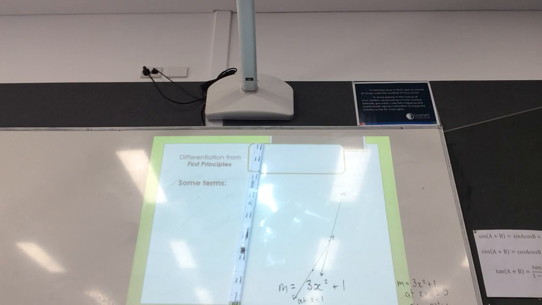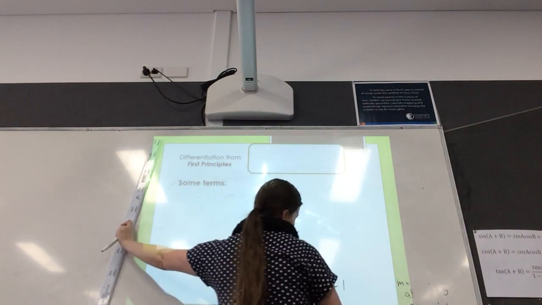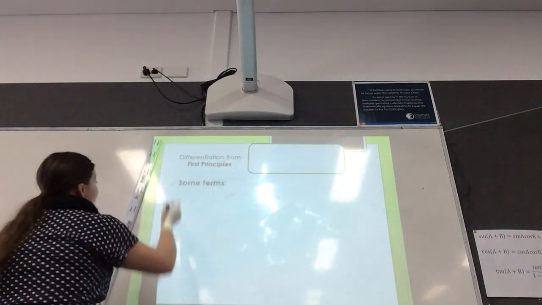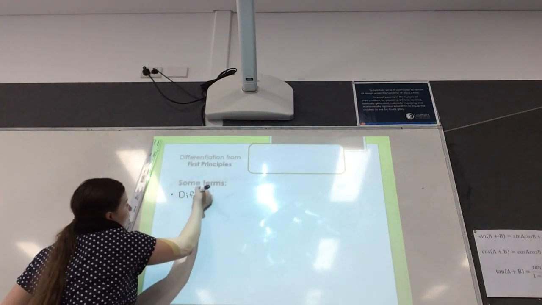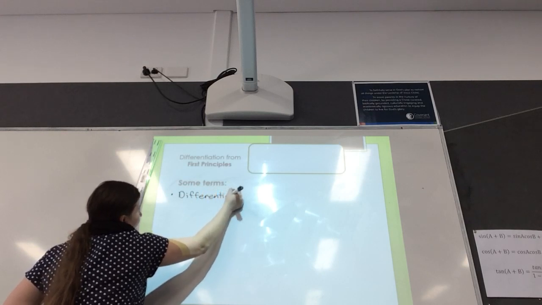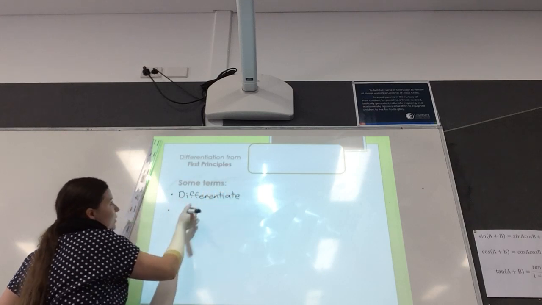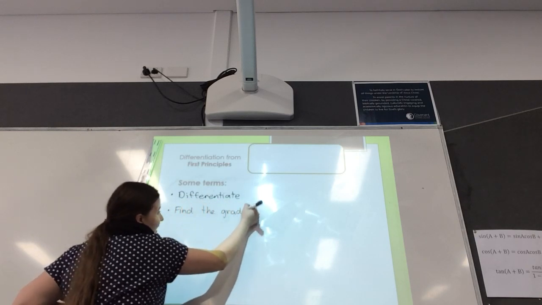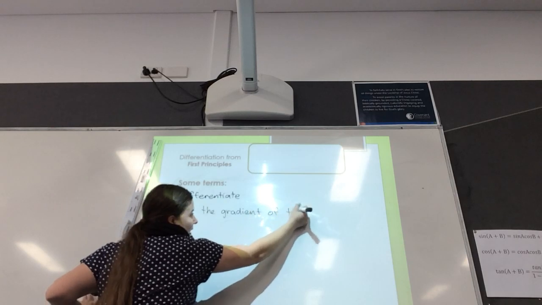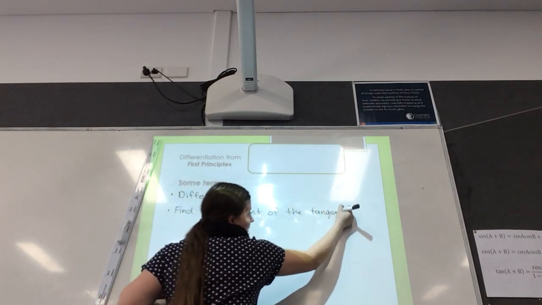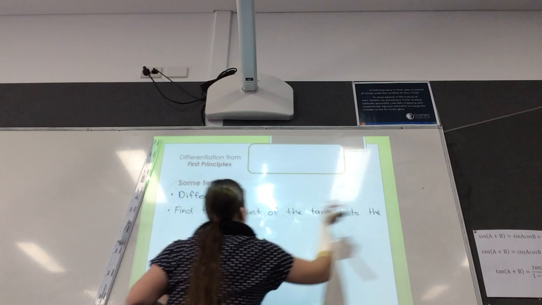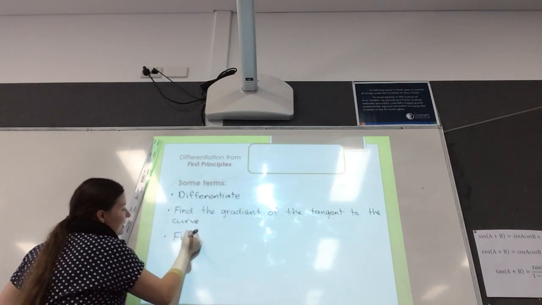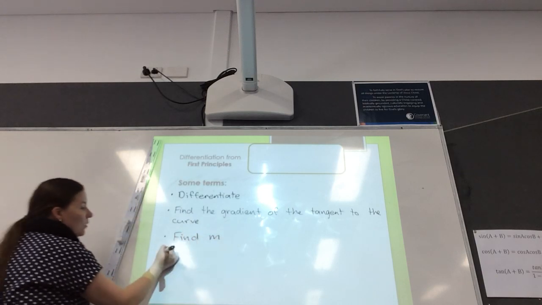So, differentiation from first principles, write the formula again. Okay. So you might be asked to differentiate. You might be asked to find the gradient of the tangent to the curve. You might be asked to find m because that's the gradient.